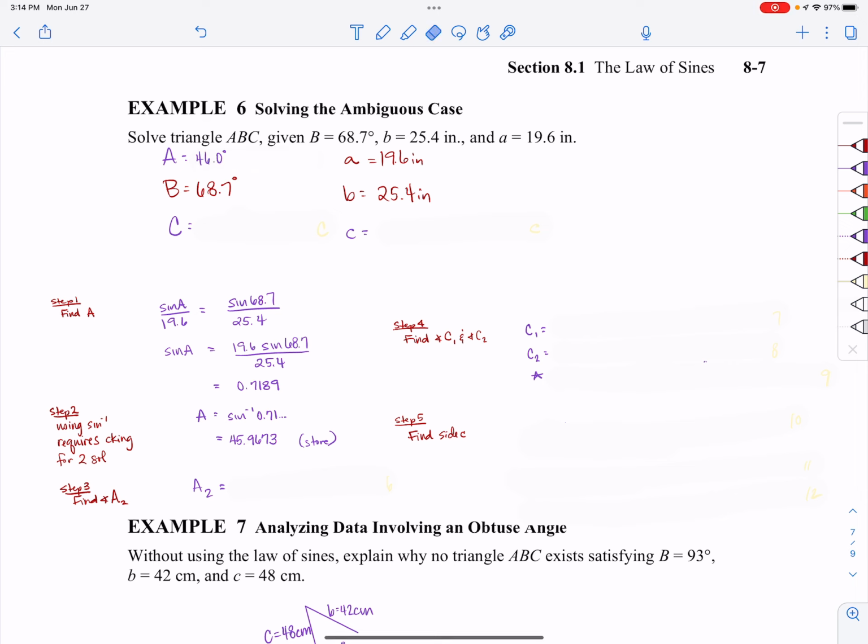Let me go ahead and put this in my chart. And remember that I'm using significant figures here, which is why I rounded to the nearest 10th place, because my other angle was rounded to the nearest 10th place.